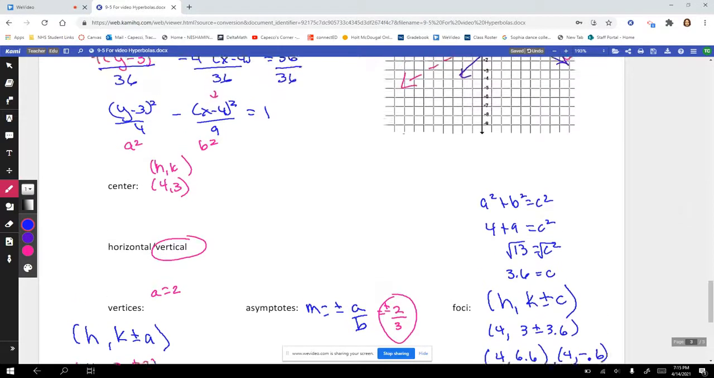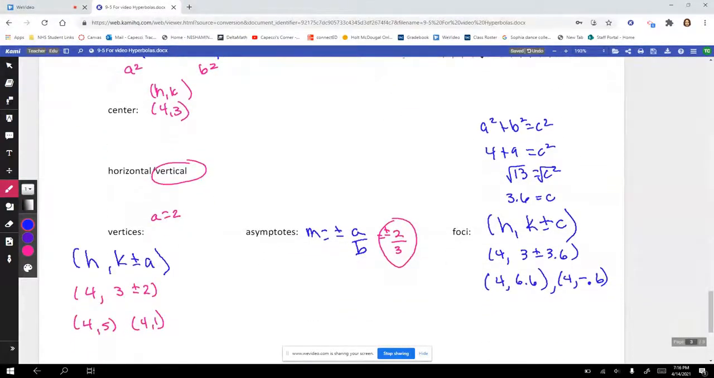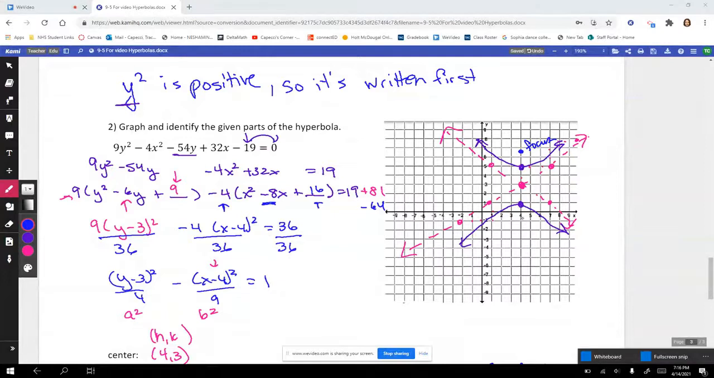So let's see where that is. We have 4 and 6.6 somewhere in here. That's a focus, right? And then 4 and negative 0.6, we have 4 and negative 0.6 somewhere in here. And that's, again, a focus. And again, that's in between kind of that hyperbola.